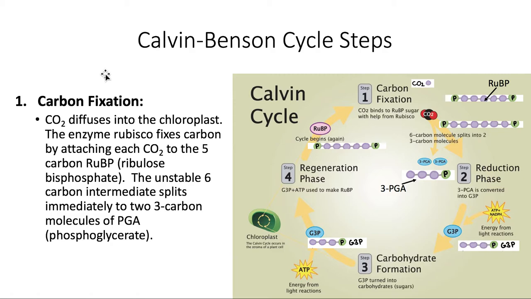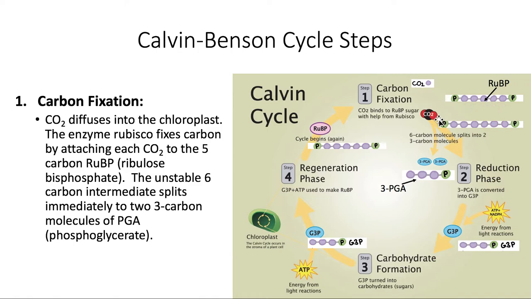The Calvin-Benson cycle occurs in steps, and the first step is carbon fixation. So carbon dioxide, which has one carbon, is going to diffuse into the chloroplast, into the stroma. And then it's going to combine with this molecule here, which is known as RuBP, which is ribulose biphosphate, but it's called RuBP for short. And it's going to combine with the help of an enzyme called Rubisco. So the carbon from the carbon dioxide is going to combine with RuBP.